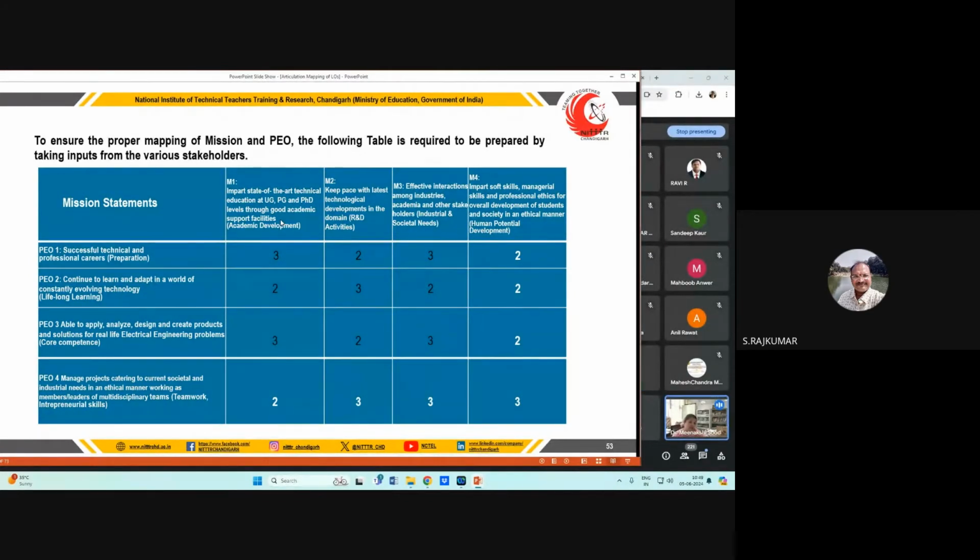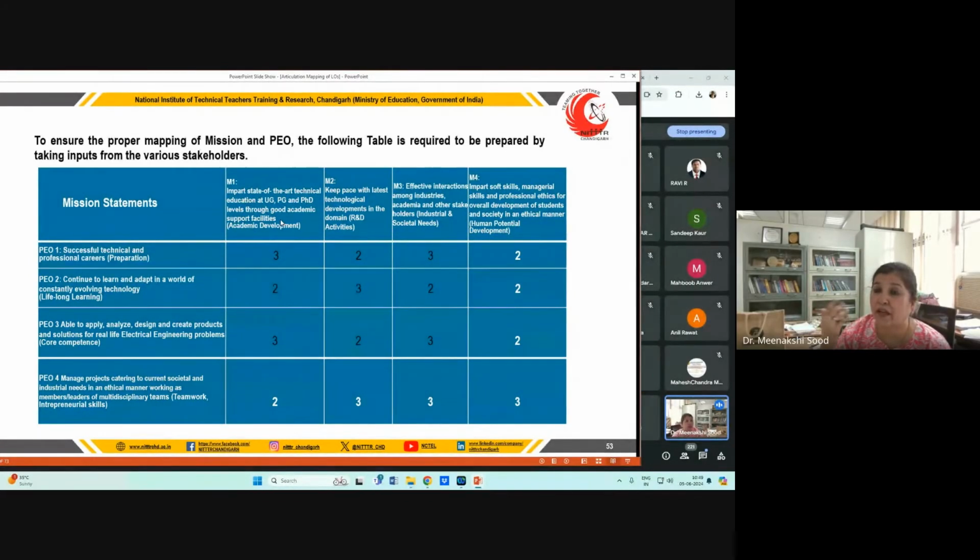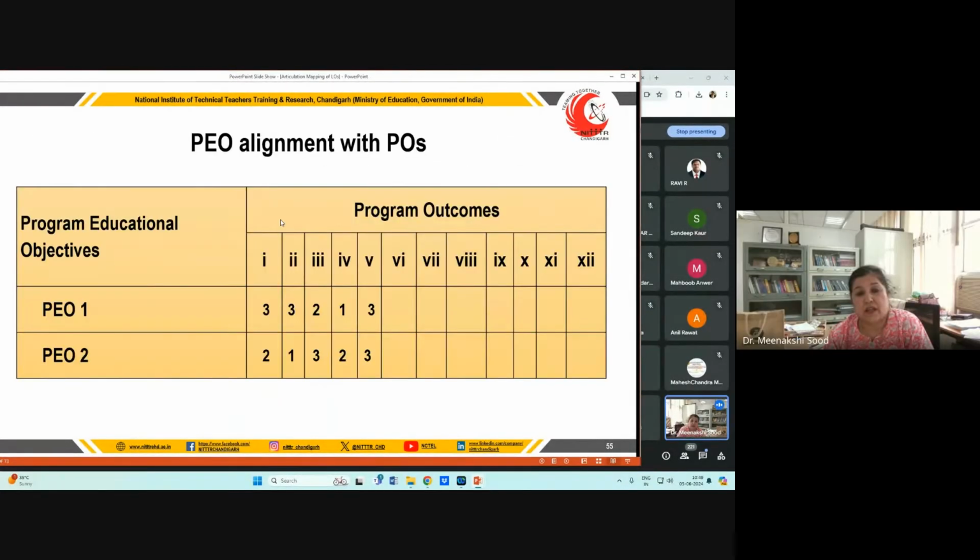You can have another type also, if you're going for NAC, where they talk about the institute, then you can map your department mission with the institute mission also. Then the next articulation is your PEOs with the POs. That alignment also has to be taken care of, with all the 12 POs and the 4 POs, right?